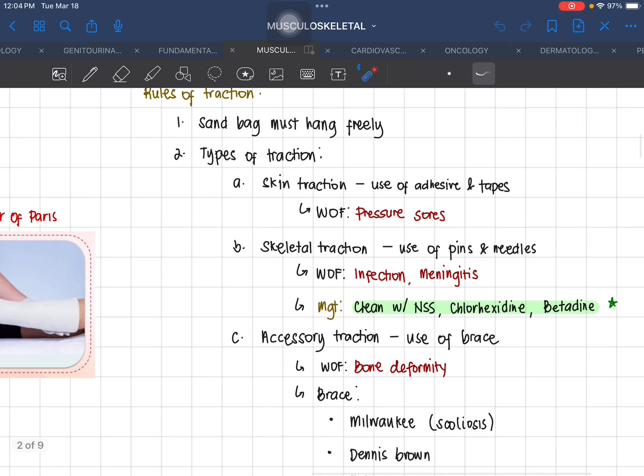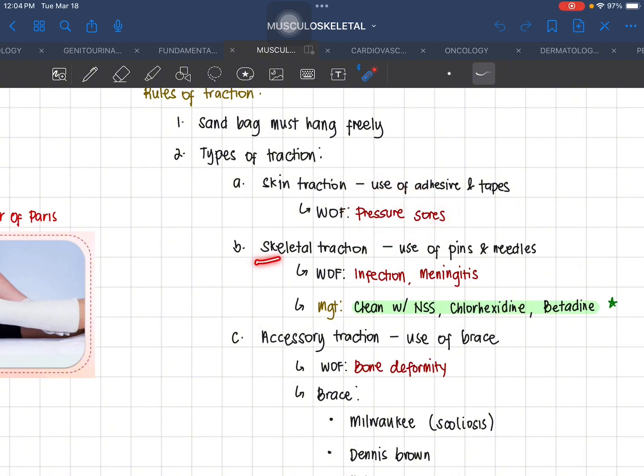Second, merong types kasi ng fracture traction. We have skin traction, skeletal, and accessory. So, first, sa skin muna tayo. Sa skin, gumagamit lang sila ng adhesive and tapes, and we should watch out for pressure sores. Titignan natin sa skin traction kung may pressure sores.